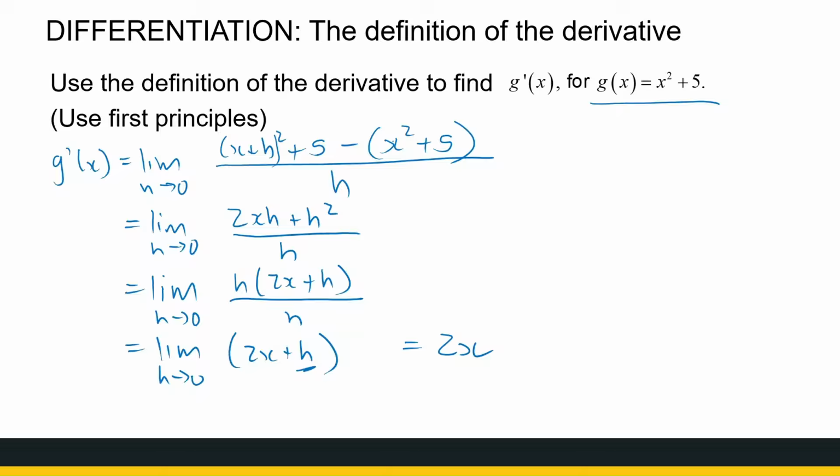Now, if you know some of the shortcuts, some of the rules of differentiation, you would know how to find the derivative of g of x. But you need to know where it comes from. We are going to look at the rules, but you need the background first. So that is how we use the definition to find the derivative of a function. I'm going to do one more video on using the definition or first principles, and then I'll move on to the rules.